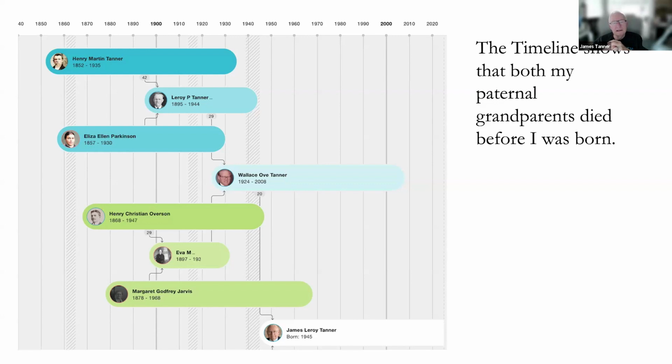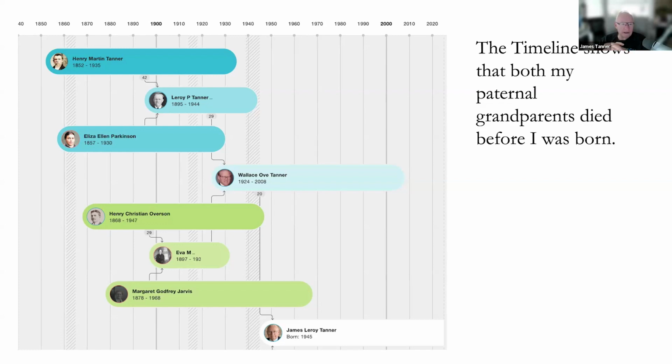Now, why would we look at this? Well, because as we go back in time and look at the timeline, we can start to see some generalizations. If you drew a line down through all of these people from the top to the bottom, except for my father, you would see that Henry and Leroy and Eliza, Ellen and Henry and Eva and Margaret were all alive at the same time. Is there a possibility that they knew each other? Well, they must have known each other well enough that their children married each other.